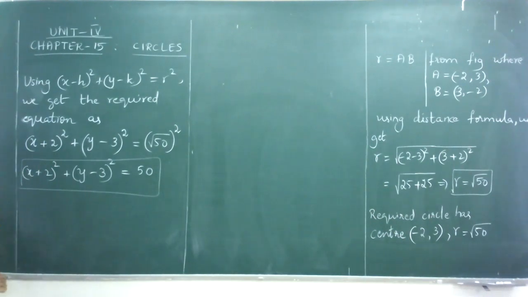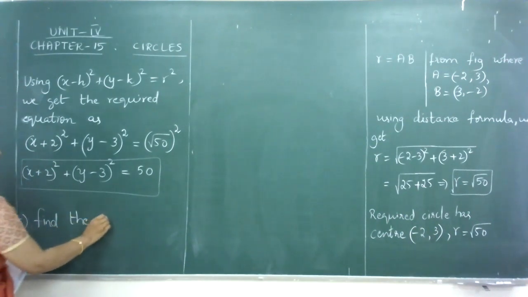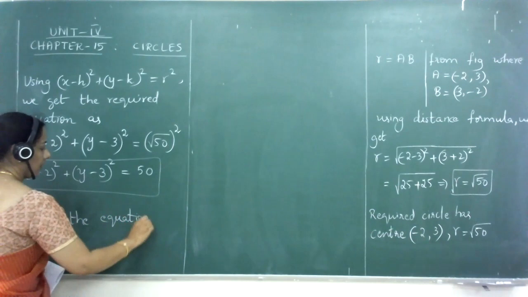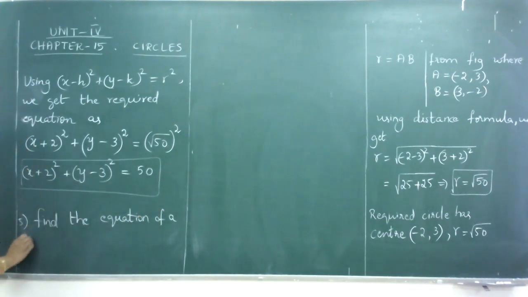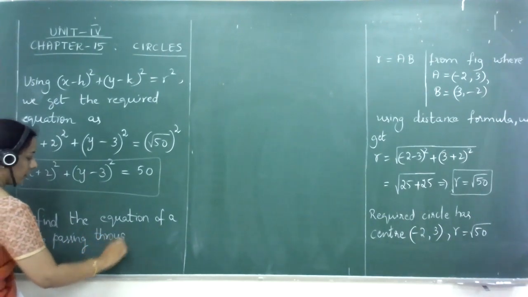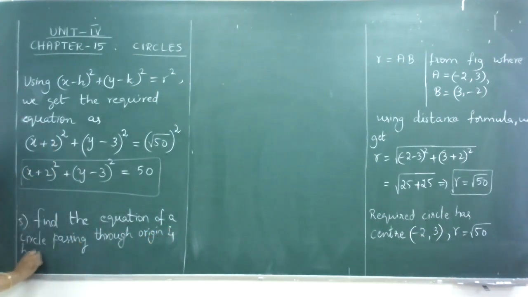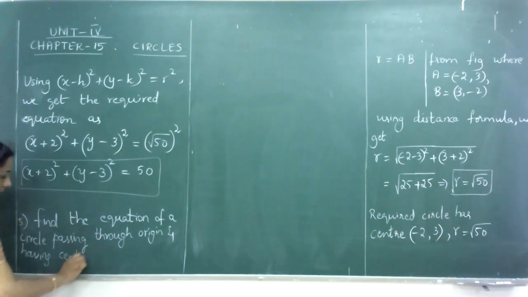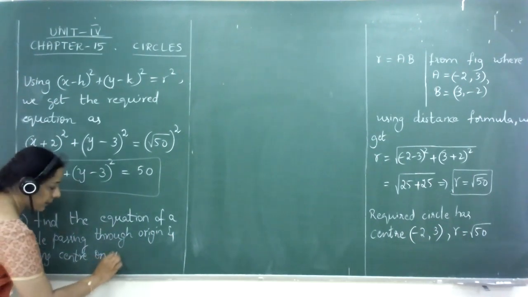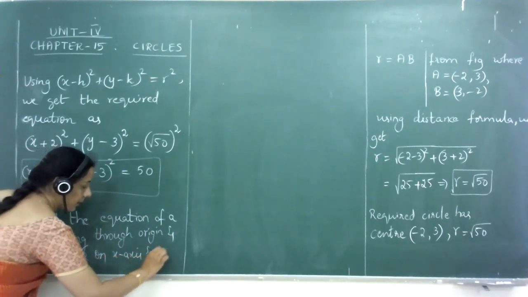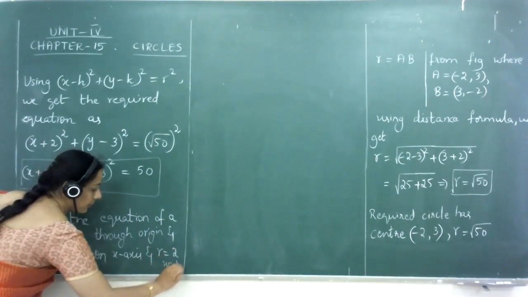The next question. Find the equation of a circle passing through origin and having its center on x-axis and radius equal to 2 units.